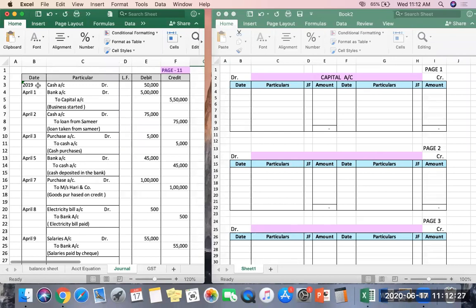So first you will check the date. In this column, you are going to write the date. Particulars will show the name of the account. Journal folio will be the page number. If you remember, I told you this is only for reference.